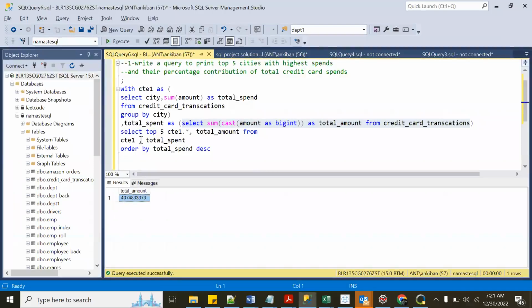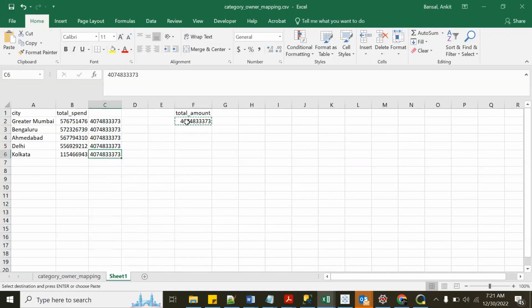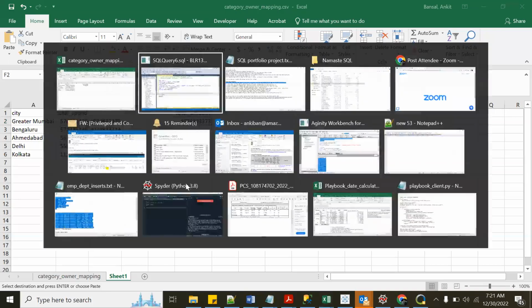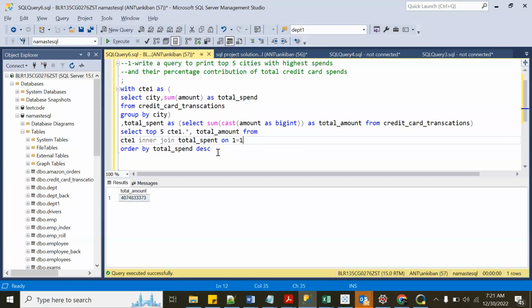You can even do this. Instead of this, you can say inner join this on 1 equal to 1. So this also works, right? This is the same thing. Either you give a comma and don't give any condition, or you can just give inner join on 1 equal to 1. So every row of this table will join with every row of this, right? So once we got this, we can just find the ratio.